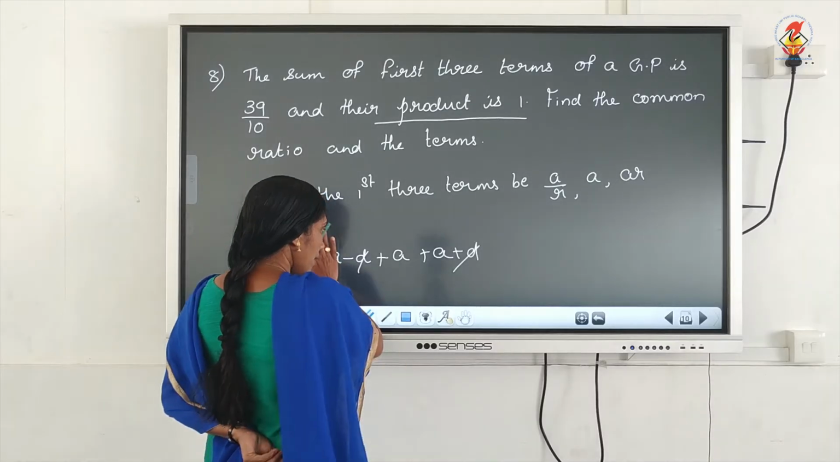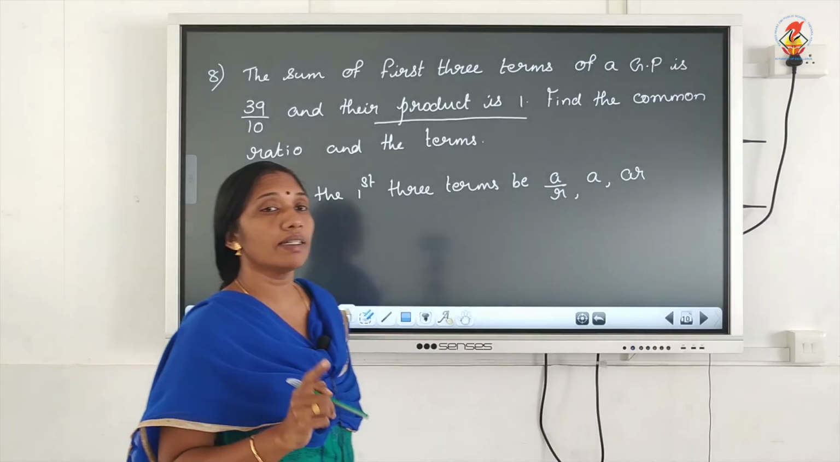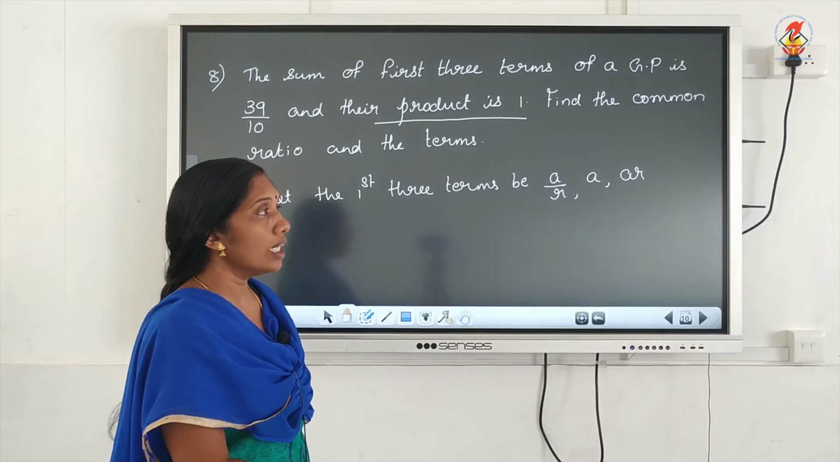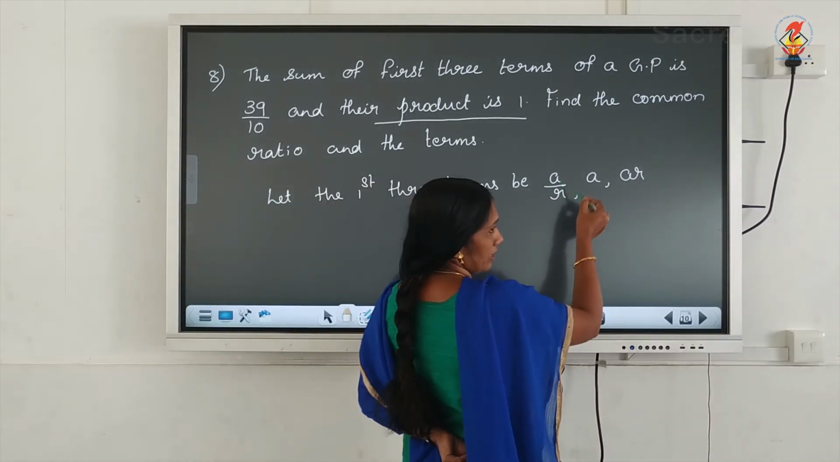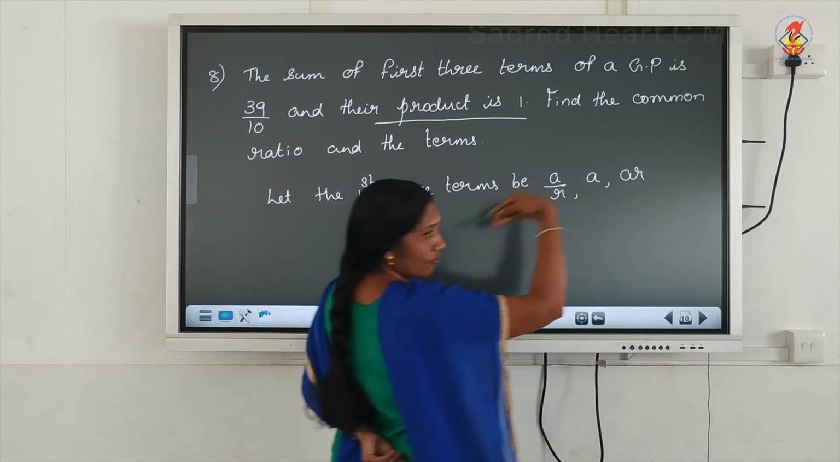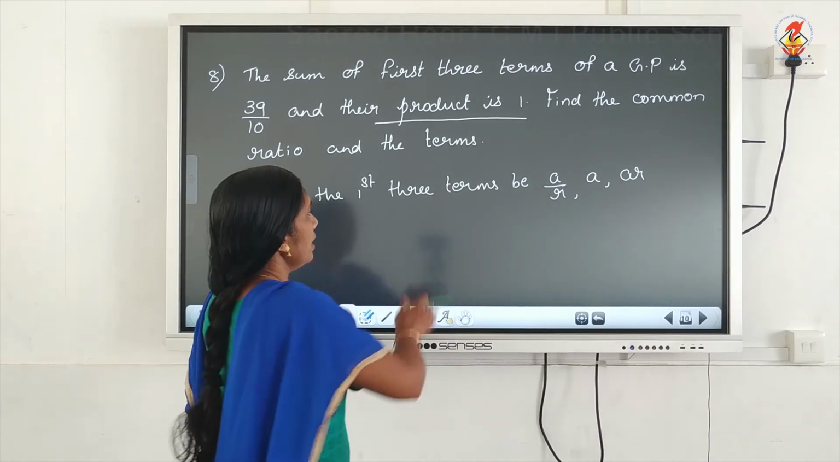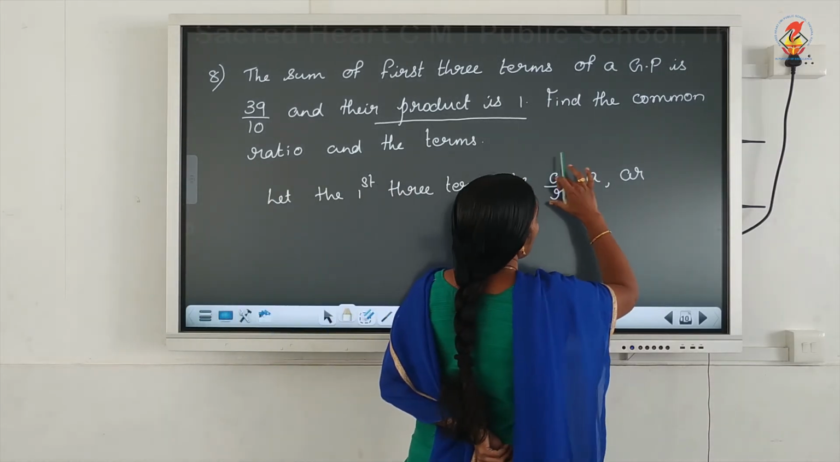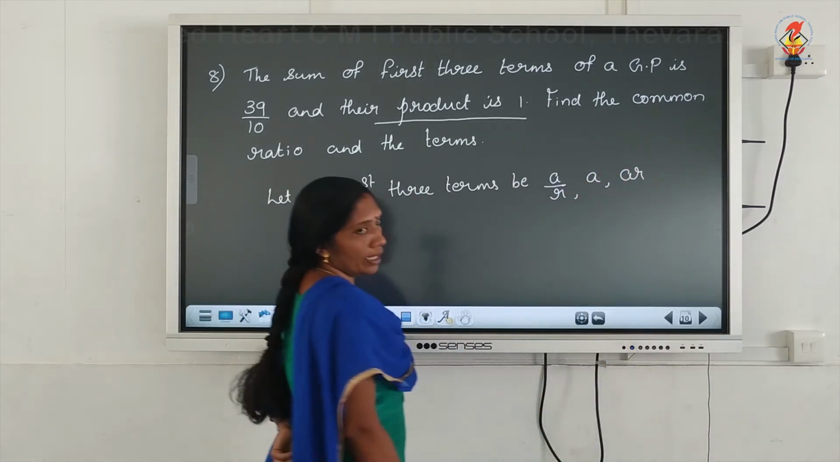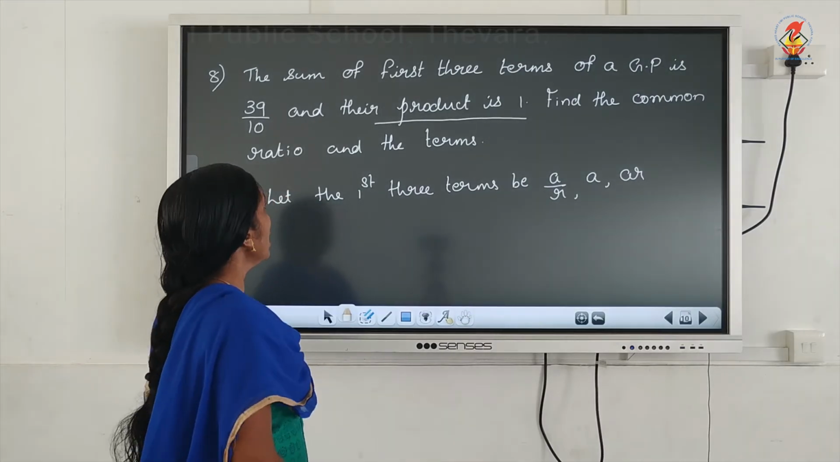The same way, here for a GP, if the product of three terms is given, then it is better to take it like this: the middle term as A, the right one is A into R, the left is that number by R. So, we take A by R, A, AR as the first three terms of the given GP. Now, what is given?